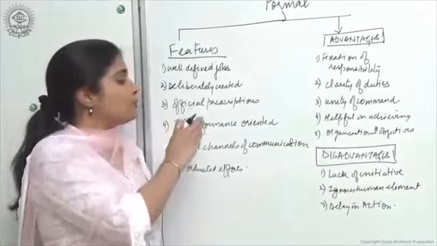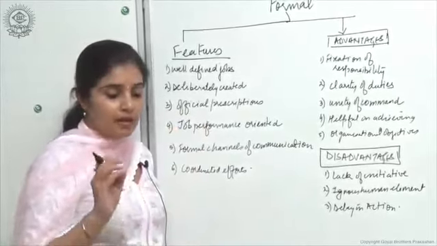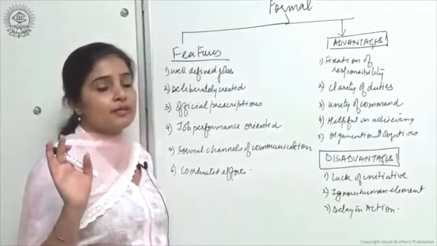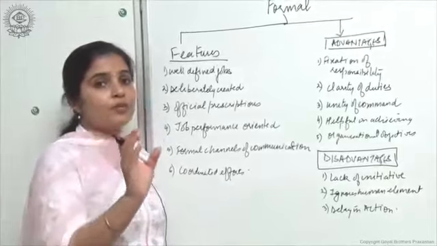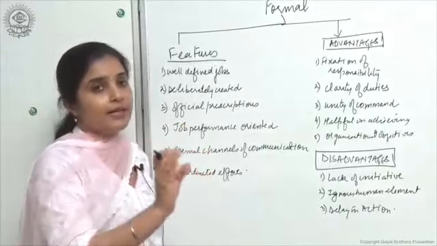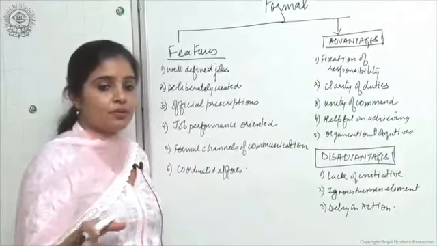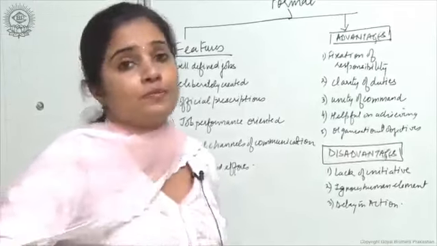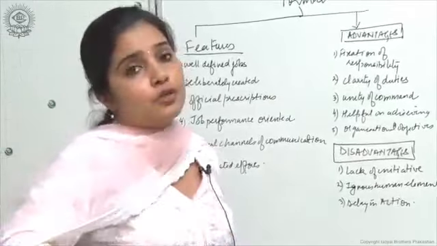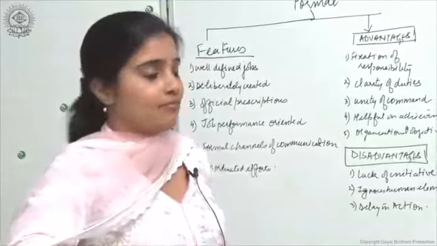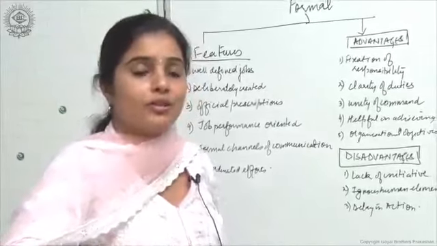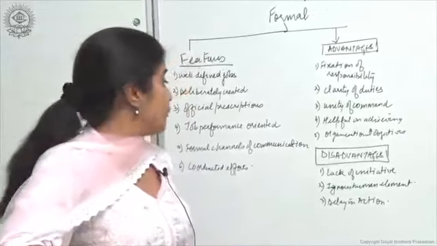Then it is job performance oriented. Formal organization basically is job performance oriented. It is focused on the performance of the task assigned. The task which has been assigned to a particular person must be performed by him effectively and efficiently. There is no room for the human element. It does not care to satisfy the social needs of any employee of the organization. They only focus on job performance.